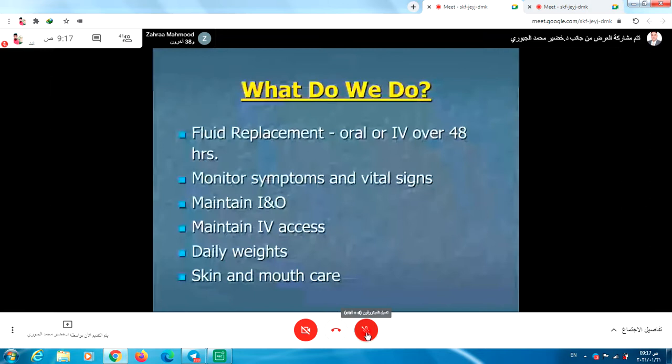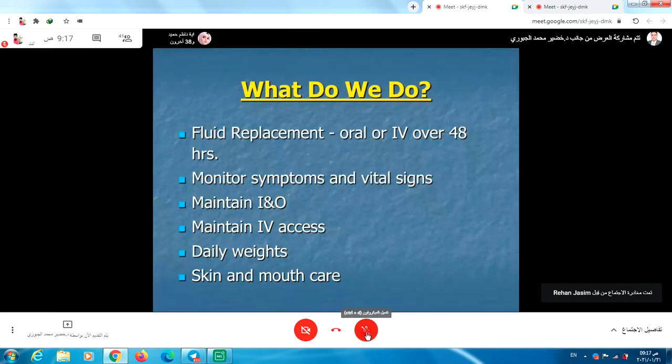So what do we do for people who are undergoing dehydration? Fluid replacement, oral or intravenous over 48 hours with monitoring of the vital signs. Meaning whatever the patient needs is fluid, either orally or through the intravenous route. Maintain input and output, I and O. Maintain IV access, because there will be a shock state with decreased blood pressure, and in advanced cases you cannot get venous access.